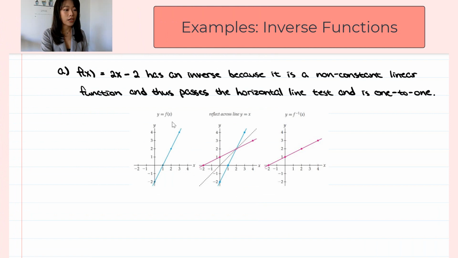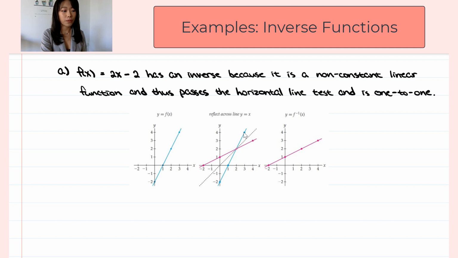The first graph shows a graph of f of x, which is a linear line. It has a slope of 2, and the y-intercept is negative 2. Then to graphically find the inverse of this function, we draw the line y equals x, and imagine this line as a mirror. Then we draw the reflection of each point from the original function, and that will be the inverse of the function.